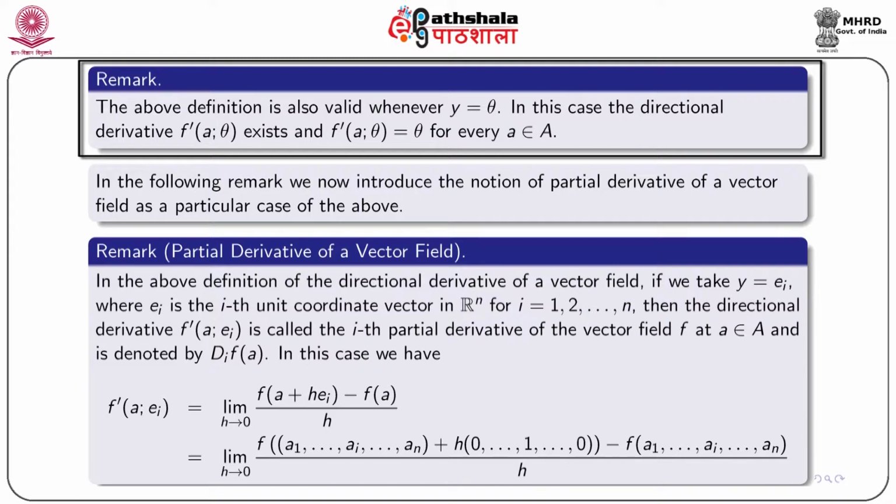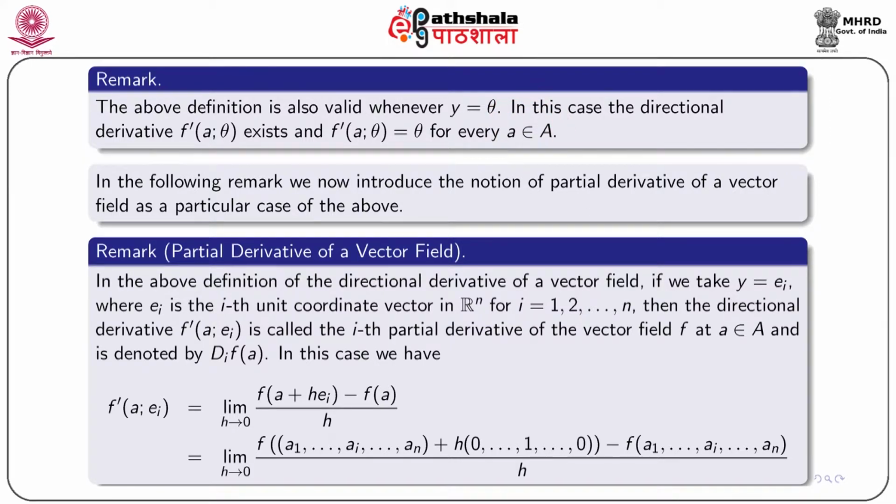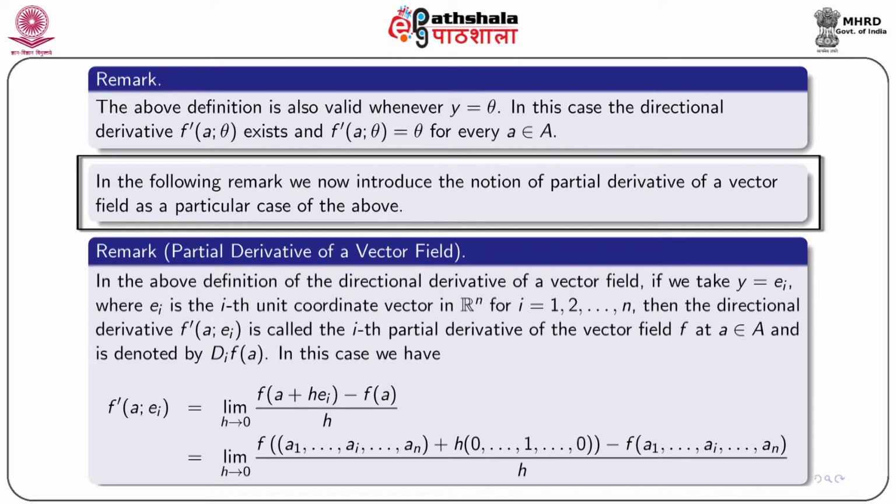One remark here. The above definition is also valid if we put y equal to the 0 vector. In this case, the directional derivative f'(a,0) exists, and moreover f'(a,0) equals the 0 vector for every a from the set A. In the following remark, we now introduce the notion of partial derivative of a vector field as a particular case of the above.